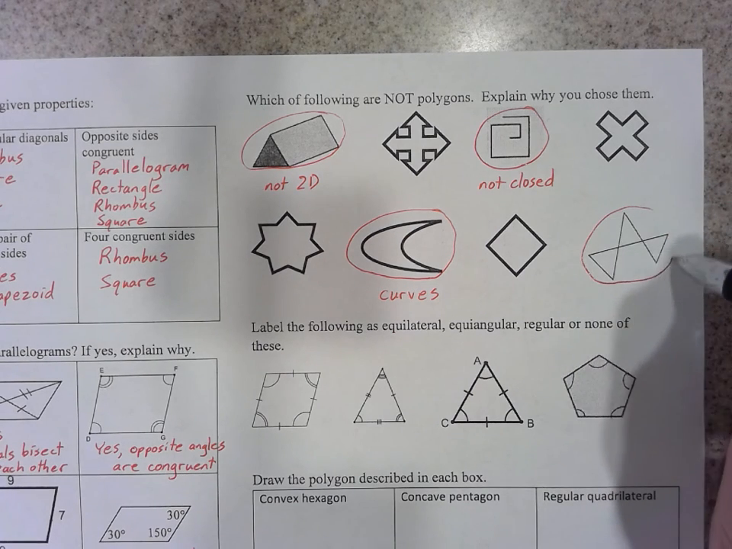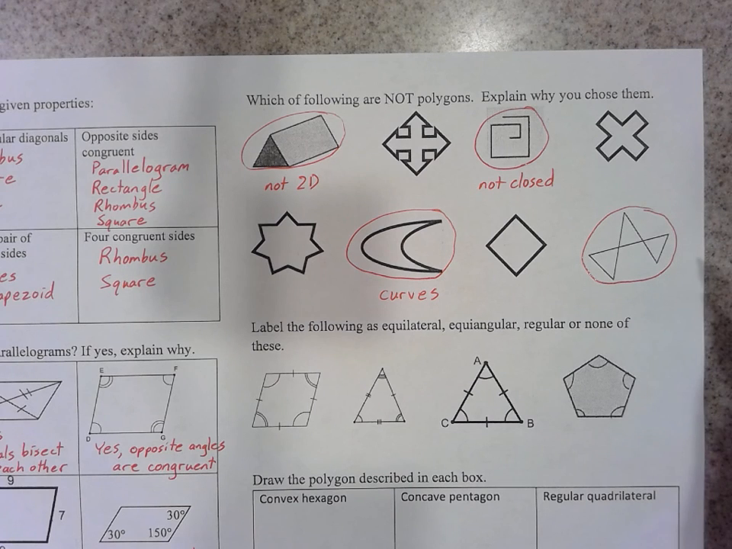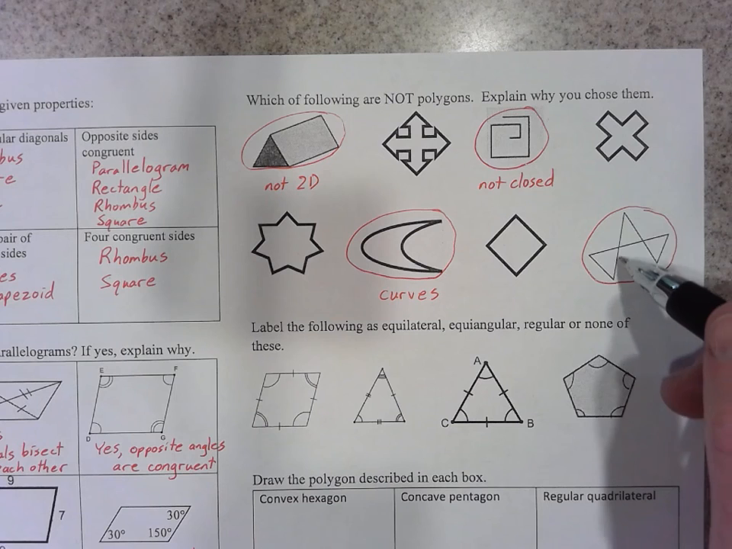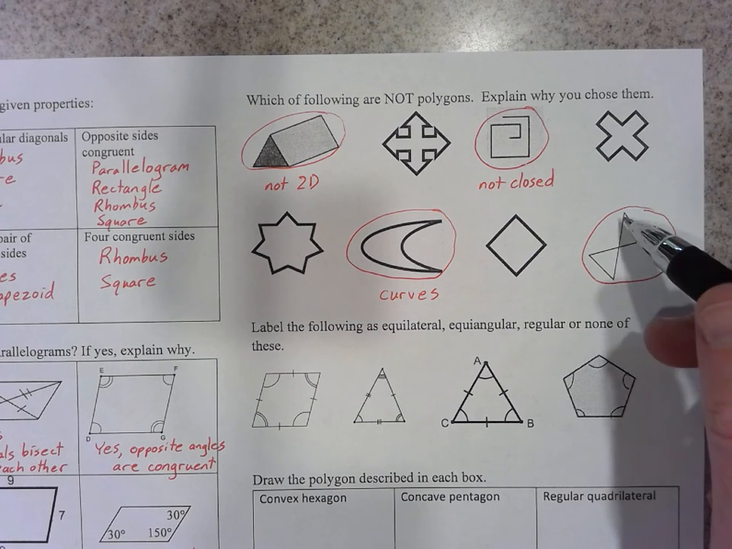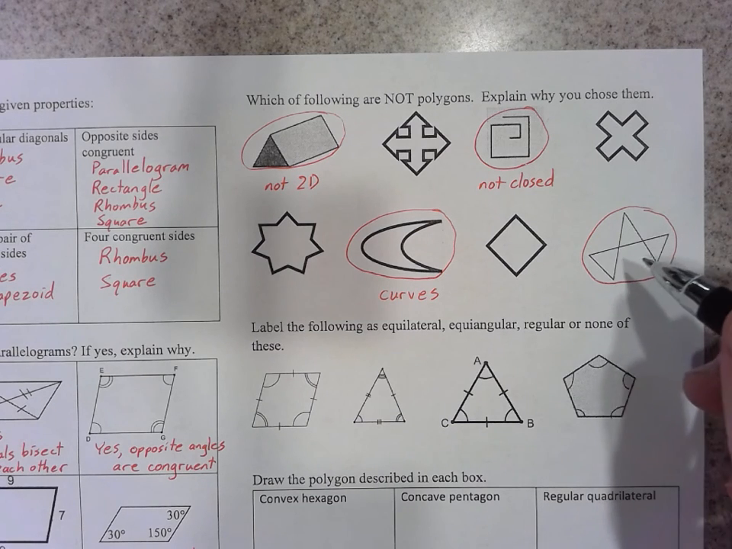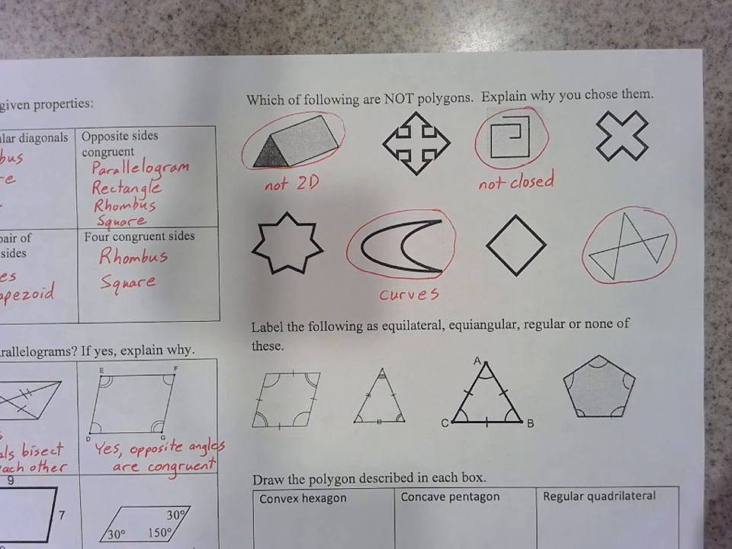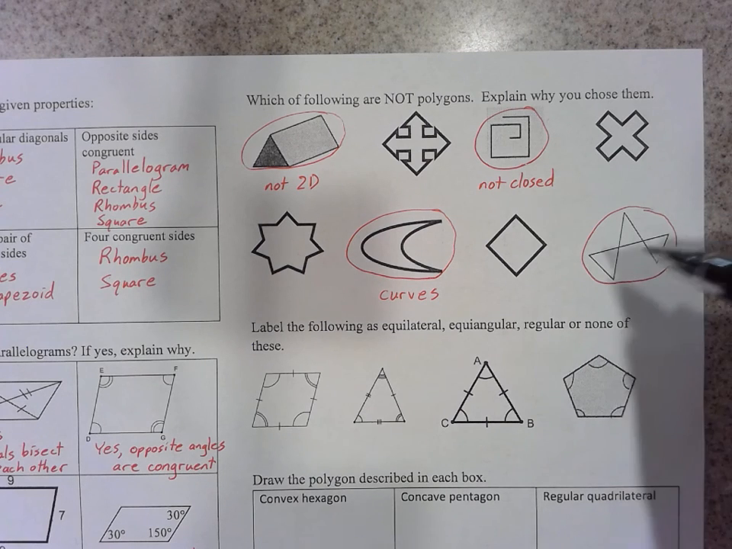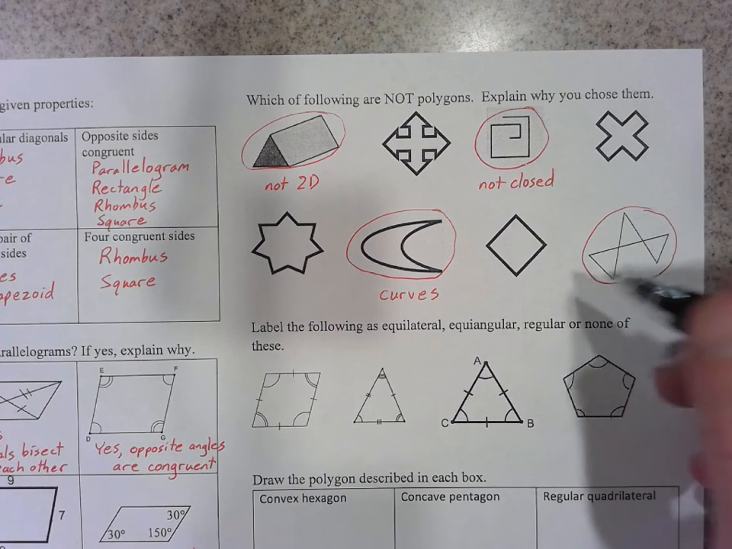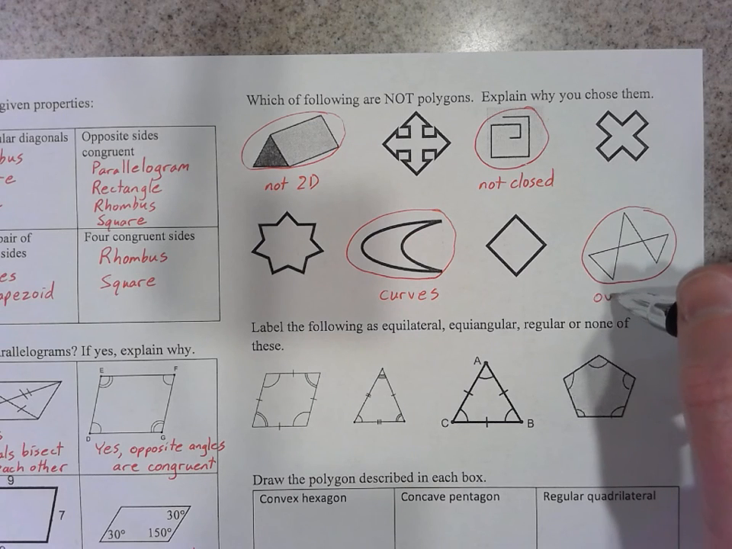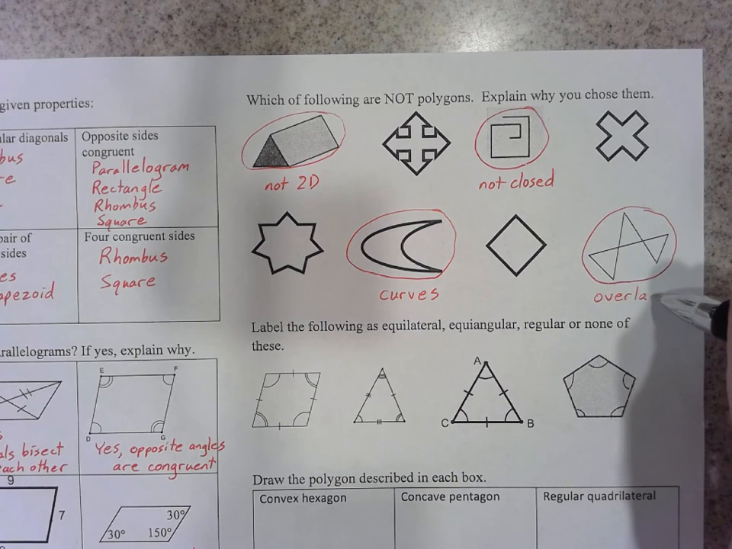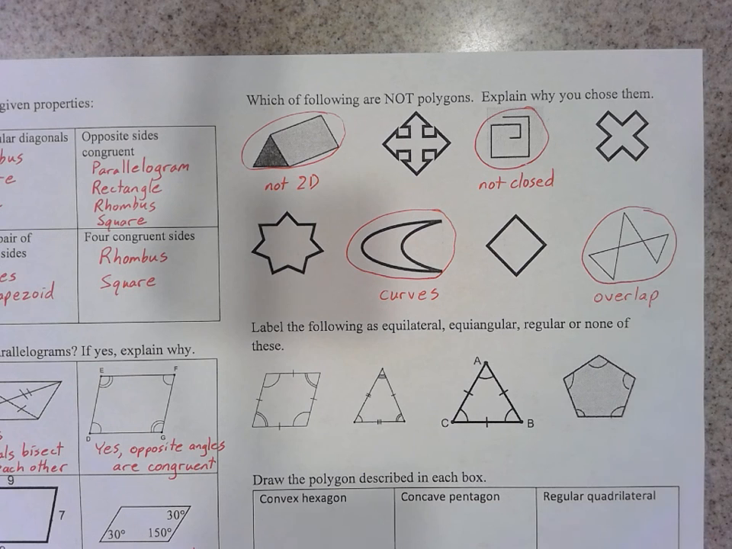The last one is not a polygon because these lines overlap. They cross each other. There's sort of three different triangle shapes that make this up. And so this one, because the lines overlap, therefore this one is not a polygon.